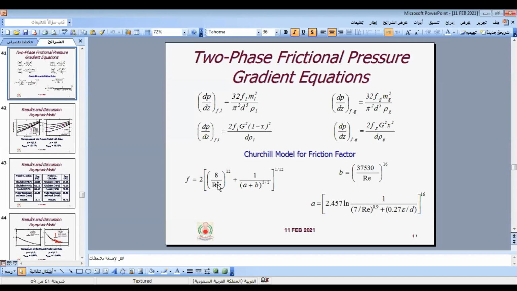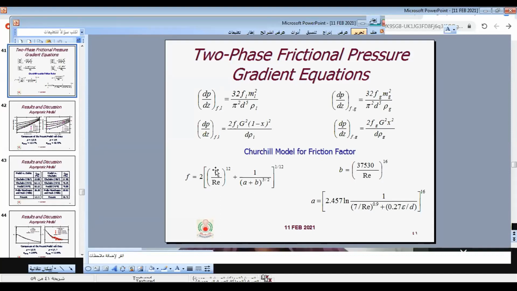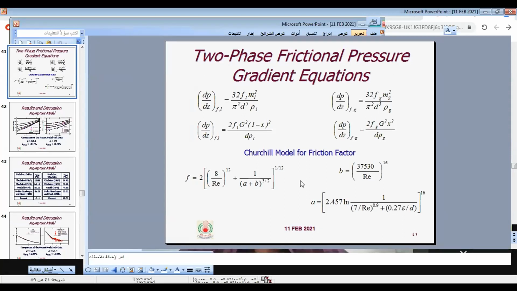Actually, my PhD advisor was thinking of extending the Churchill model to a non-circular shape by changing, for example, the constant 8. I have also used this model for pipes with a roughness value, and this model gives good prediction, but I didn't introduce this data today.